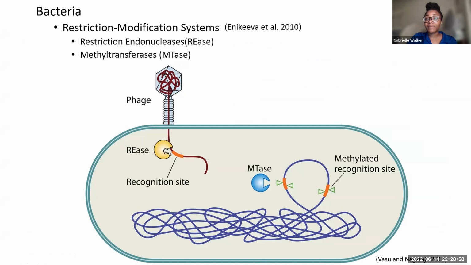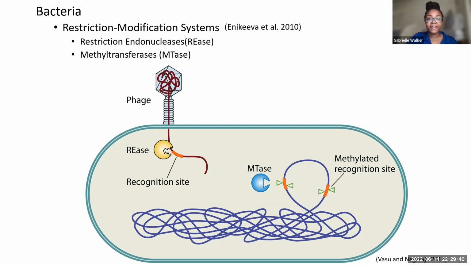Bacteria have multiple defense mechanisms, and one such mechanism is the restriction modification system. This system utilizes restriction endonucleases, also known as restriction enzymes, to cut up the phage's genomic material at specific sites known as the recognition sites. At the same time, bacteria must protect their own genome and utilize methyltransferases. Methyltransferases come to the bacterial genome at these recognition sites and methylate them so the restriction enzymes cannot cut up the bacterial host genome.